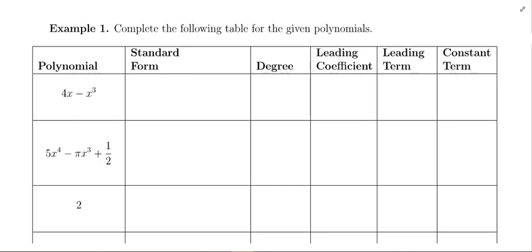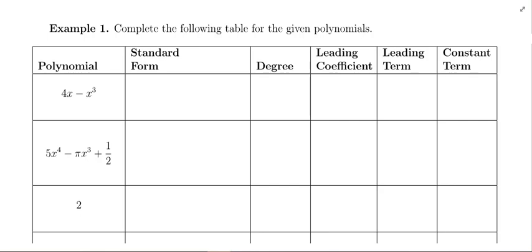Okay, so example 1, the directions say to complete the following table for the given polynomials. So the first polynomial we have is 4x minus x to the third power. Again, we have powers of x that we are adding or subtracting, or just numbers. None of the powers of x are fractional. None of them are negative. There's no fractions. There's no absolute value. There's no radicals. So it fits the bill of a polynomial.